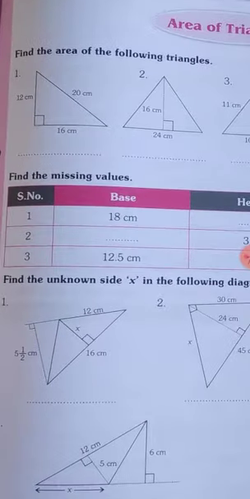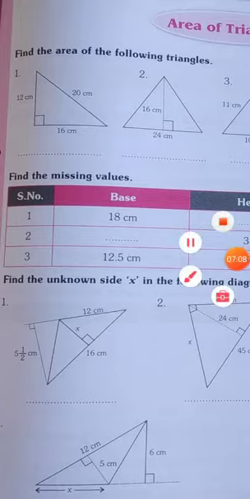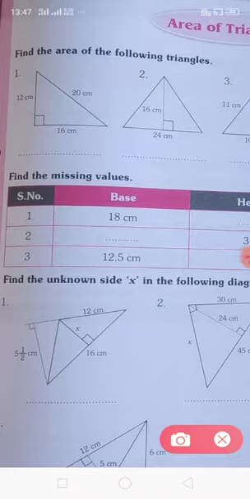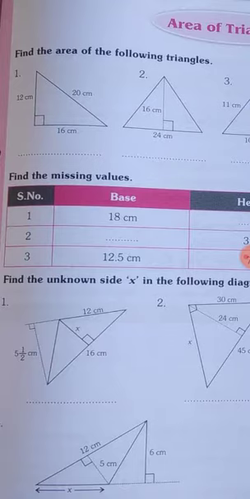Now the question is: find the unknown value of x. First, identify your original triangle. This is your original triangle. In this triangle, what is your base? Suppose this is your base here. If this is your base, then what is your height here?